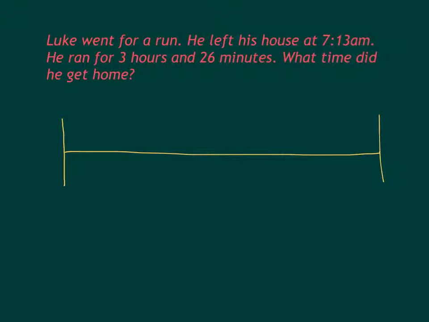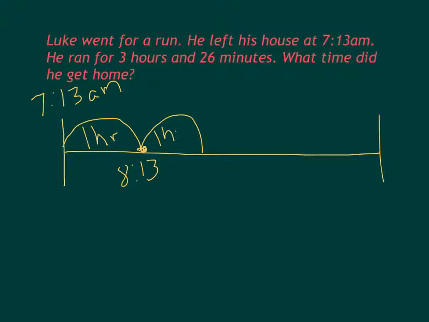So we still start with our timeline and we write our beginning time, 7:13 a.m. And now we're going to hop for 3 hours. So if we hop for 1 hour, it's 8:13. We hop for another hour, and it's 9:13. And one more hour is 10:13. Now we need to move on to the minutes.